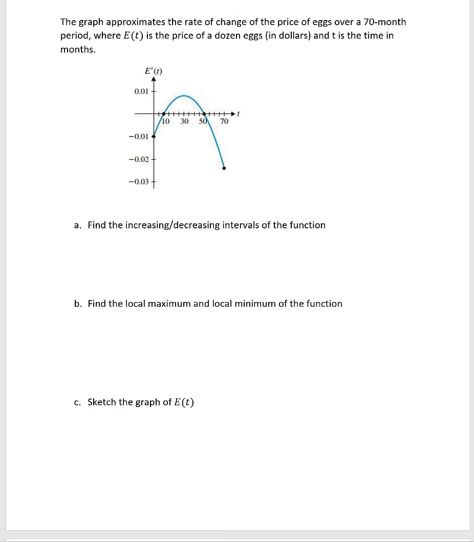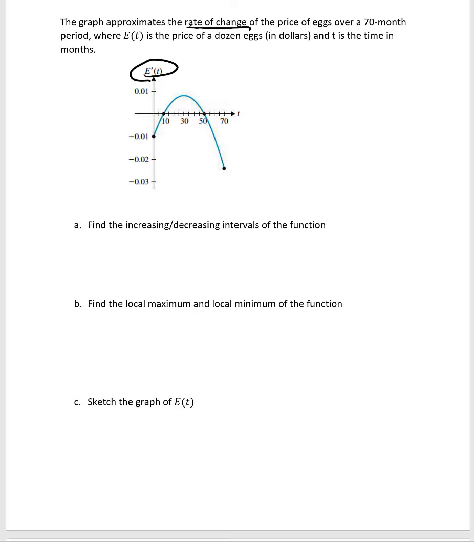The next one says the graph approximates the rate of change of the price of eggs over a 70-month period, where E of t is the price of a dozen eggs in dollars and t is the time in months. Notice that the graph at the top, I don't know how well you can see it, that is E prime. So it says the graph approximates the rate of change, which means the graph is the derivative.